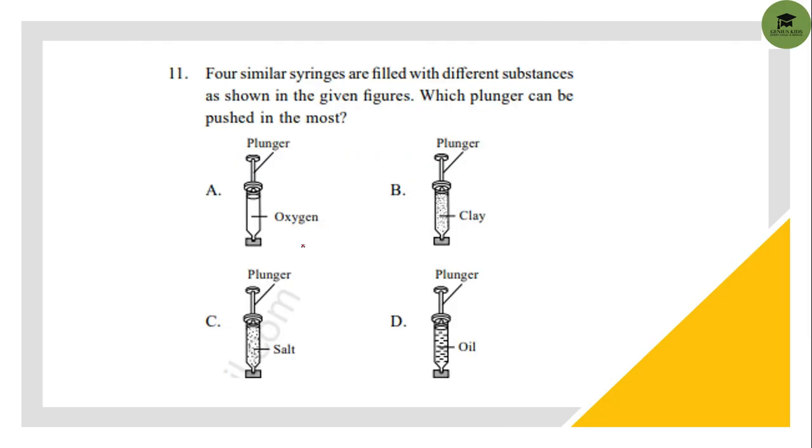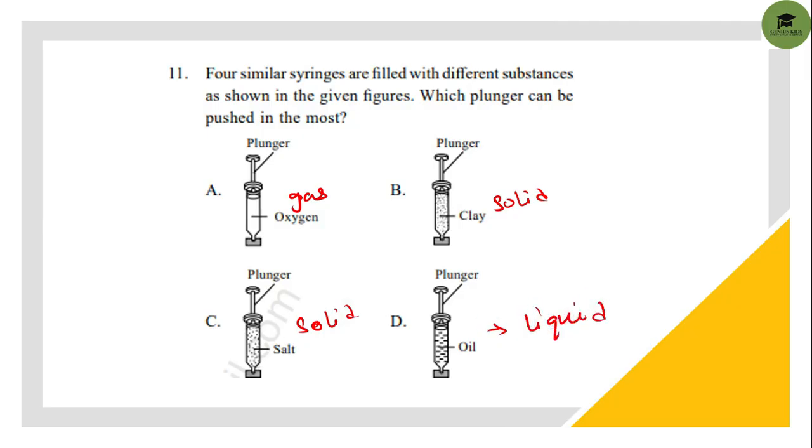Let's go for the next question. Question number 11. Four similar syringes are filled with different substances as shown in the given figure. Which plunger can be pushed in the most? Now, if you see in this syringe A, this is oxygen, that is actually gas. Here this is clay, solid, you can say. This is also solid and this is liquid.